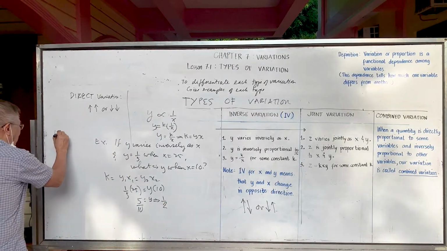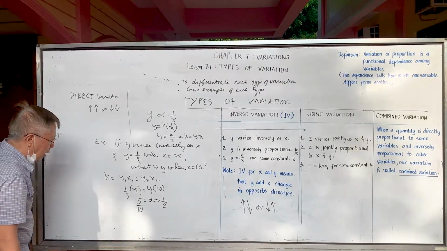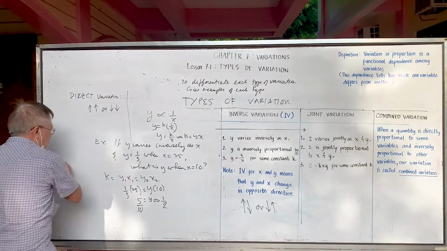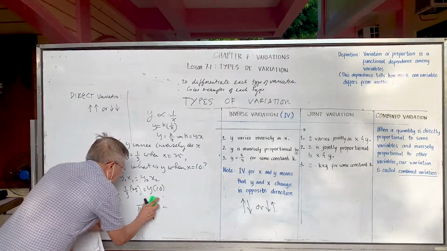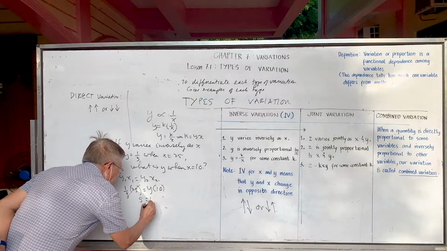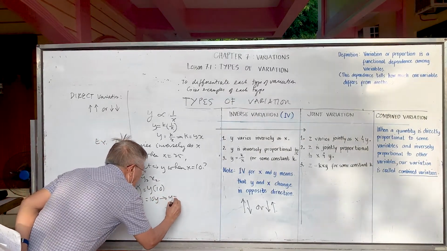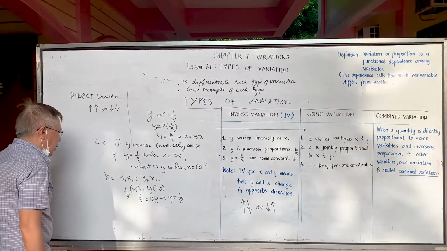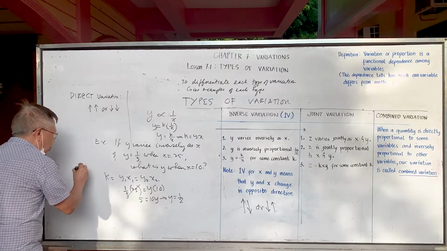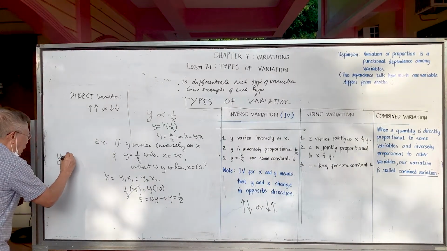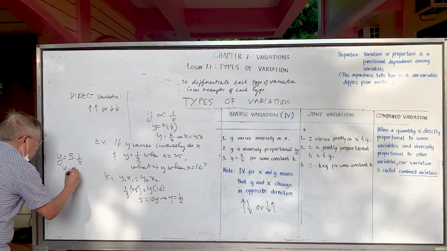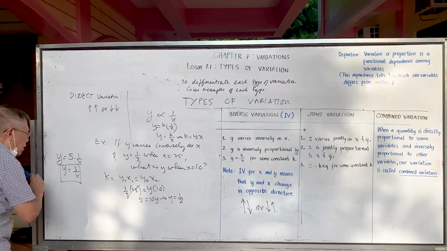Here, solving for y, I will cancel this. I will get 5 equals 10y. This gives me y equals 1/2. Now, my value of k here is y1 times x1, or that's a 5. So therefore, my equation here is y equals 5 times 1 over x, or y equals 5 over x. This is the general variation equation.